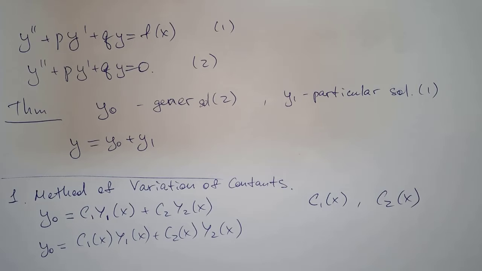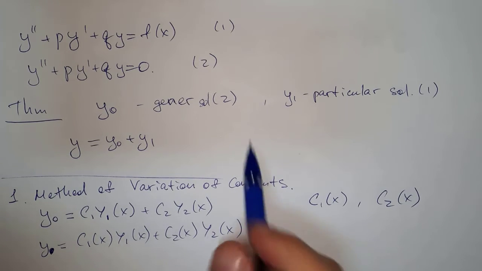Okay, so now we need to find not y0, just y, and it will be the solution which satisfies the non-homogeneous equation with the right side f of x.